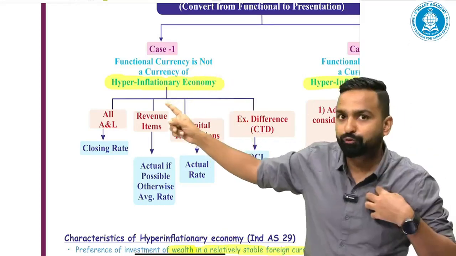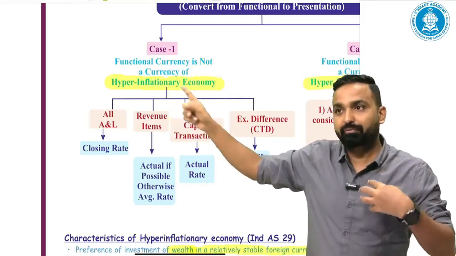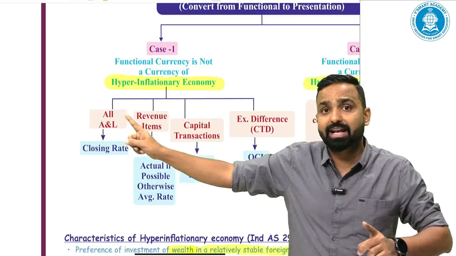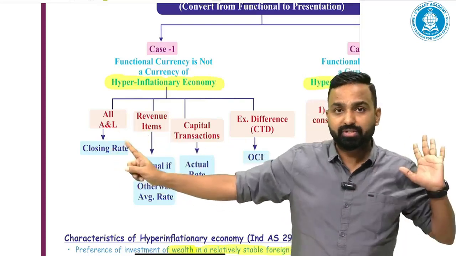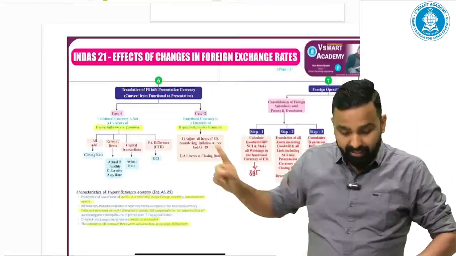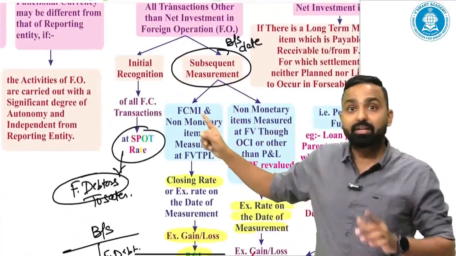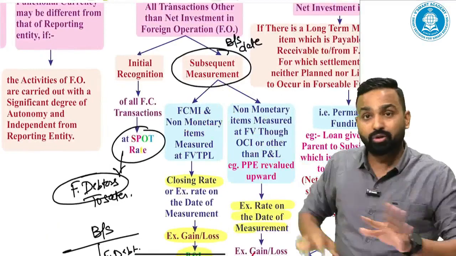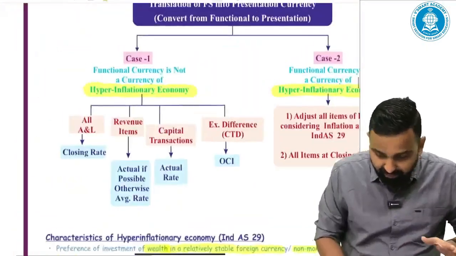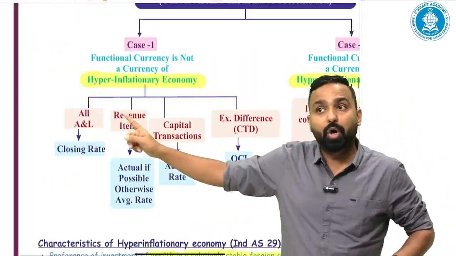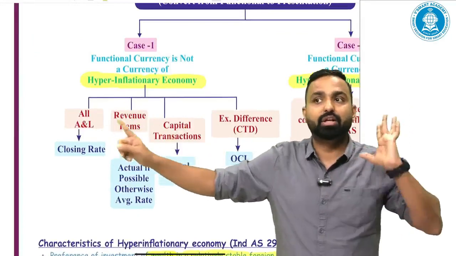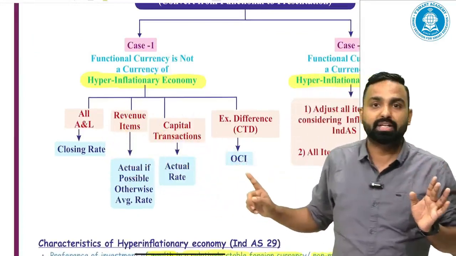What rules do I have to follow? All my assets and liabilities, I have to convert at the closing exchange rate. It is not that monetary and non-monetary items are treated differently on the balance sheet date. No, not like that. As far as conversion is concerned, all assets and liabilities are at the closing exchange rate.